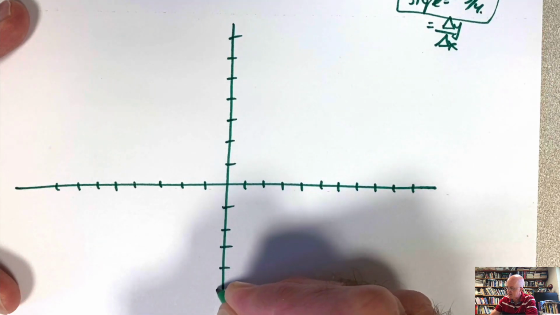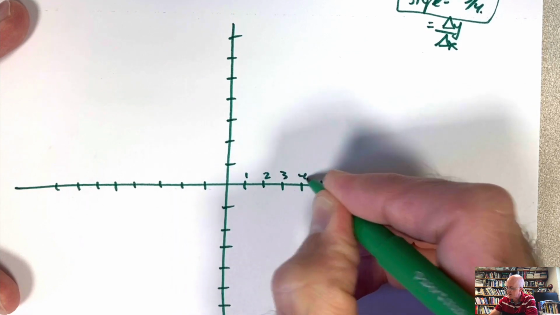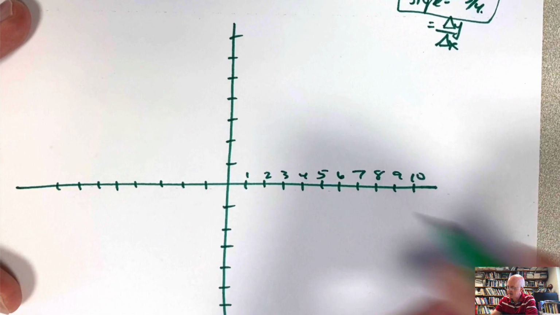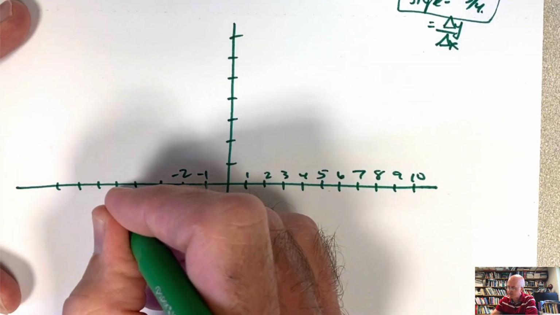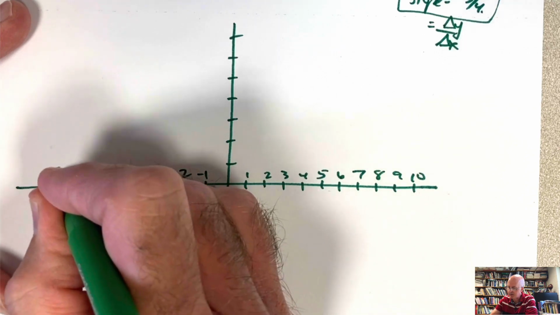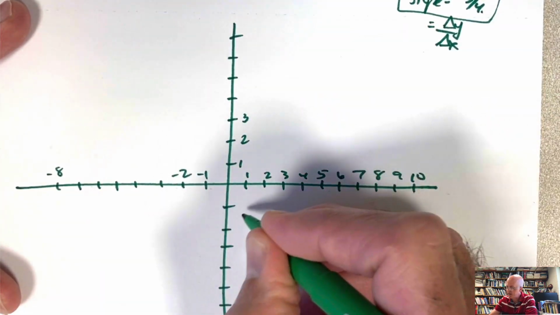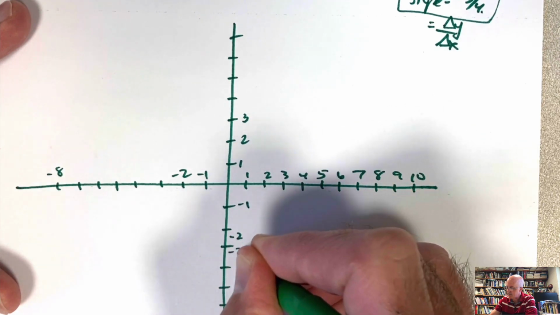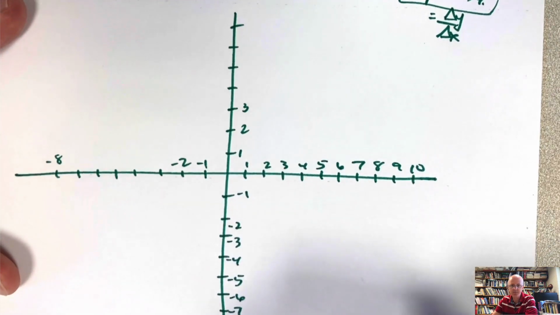Be good to label these as well. 1, 2, 3, etc. There. I'm not going to label all of them. Negative 1, negative 2, etc. Negative 3, negative 4, negative 5, 6, 7, negative 8 over here. 1, 2, 3, 4, etc. up there. Negative 1, negative 2, negative 3, negative 4, negative 5, negative 6, negative 7.